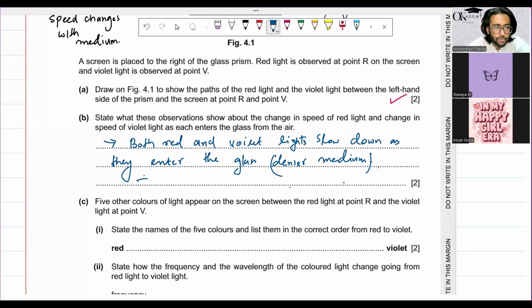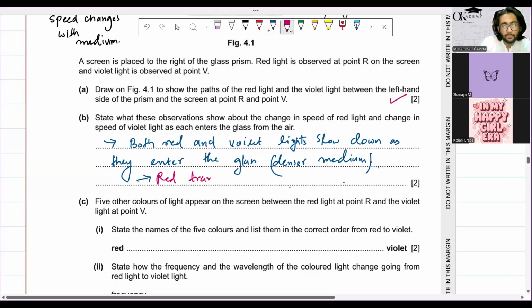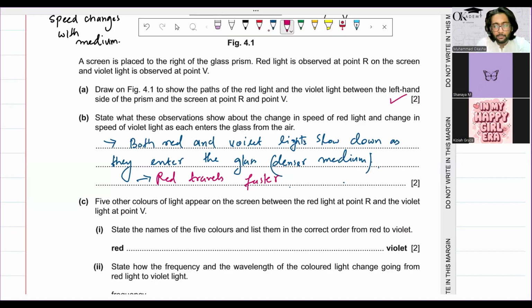What's the second thing to know? Where is this change of speed more? In other words, which ray changes speed more than the other? The change of speed for the red light is less as compared to the change of speed for the blue light. So the red light moves faster through the glass as compared to the violet light, because violet has a lot of change of speed, so it's going to be slow. We know that light slows down when it enters the denser medium. So red travels faster as compared to the blue or the violet light.